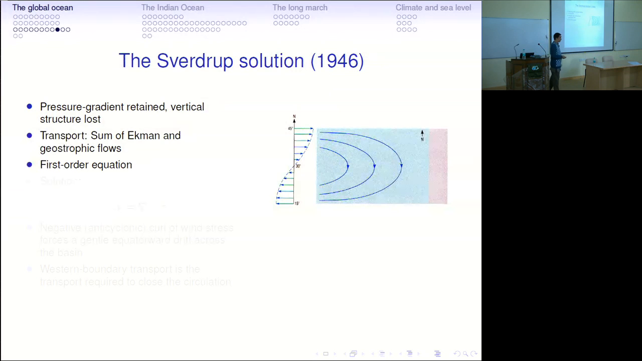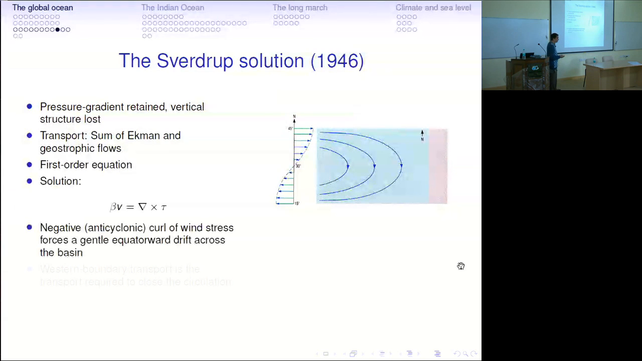He approximated it to a first order equation. If you have a first order equation, you can have only one boundary condition. That's all you need, and that's all you can have. The solution was remarkably simple.